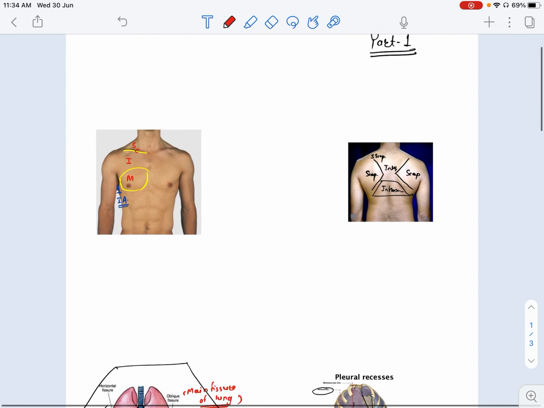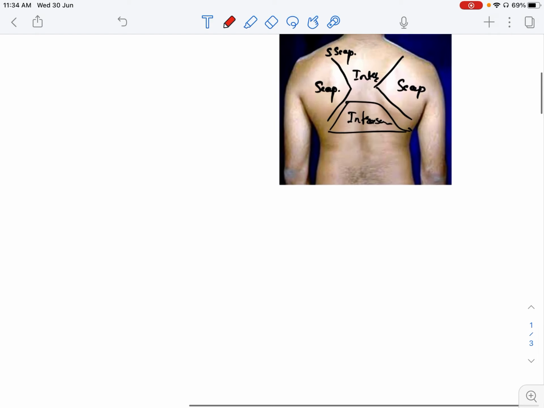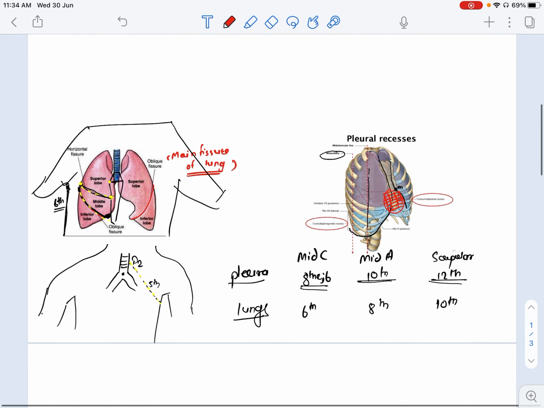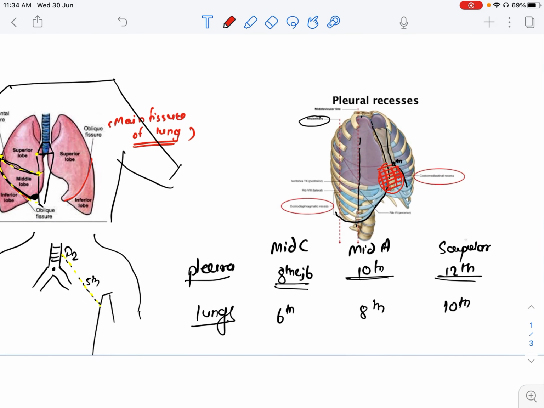That is first the areas of the thorax, then the fissures of the lungs, and the pleural and lung reflections.